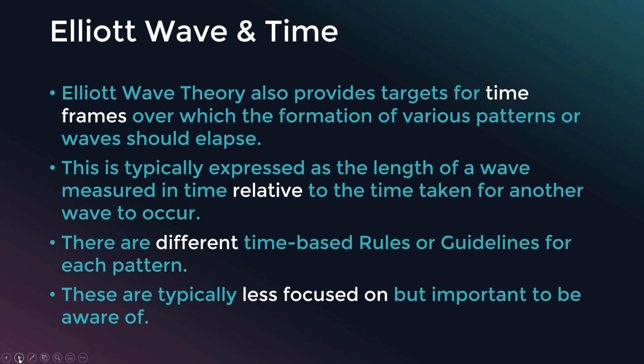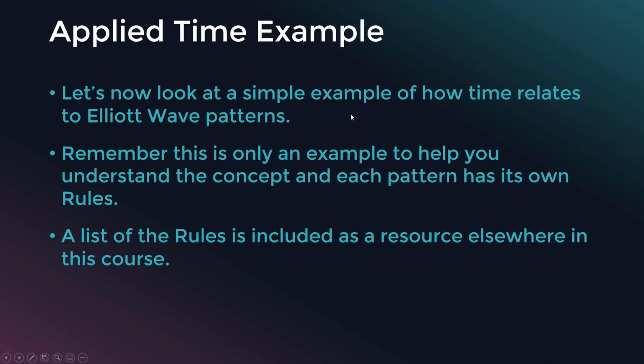Based on the conversation there of rules versus guidelines, I use these as general guidelines. I haven't found personally for them to be focused or accurate enough, I guess I should say, to be considered pure rules, but I do think they're helpful in using them as guidelines on when to set up a trade, especially in the world of trading options where time matters. You can use them as guidelines to figure out how far out in time to go to select your option months. Let's now look at a simple example of how time relates to Elliott Wave patterns. Remember, this is only an example to help you understand the concept, and each pattern has its own rules. A list of the rules is included as a resource elsewhere in this course.